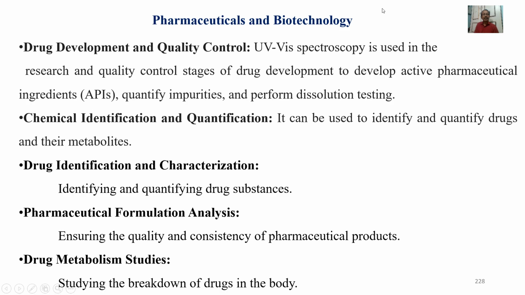Chemical identification and quantification. It can be used to identify and quantify drugs and their metabolites. Drug identification and characterization. Identifying and quantifying drug substances. Pharmaceutical formulation analysis. Ensuring the quality and consistency of pharmaceutical products. Drug metabolism studies. Studying the breakdown of drugs in the body.